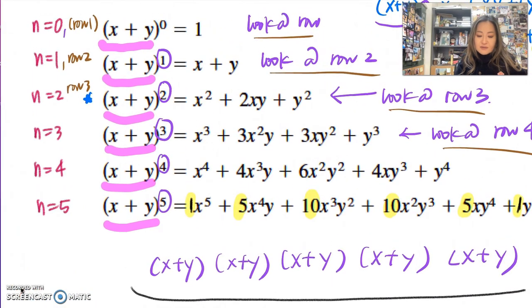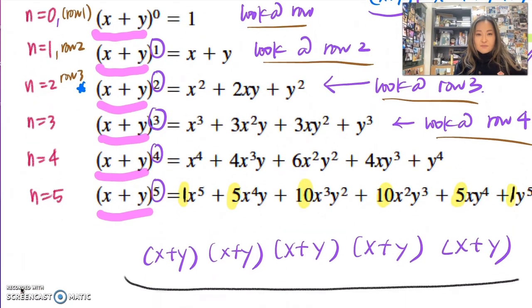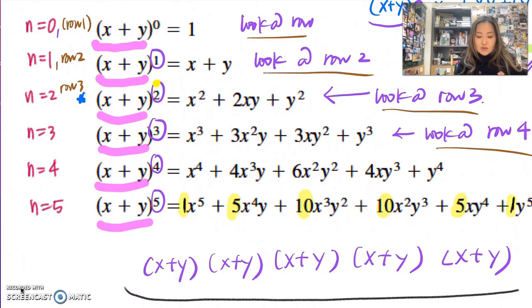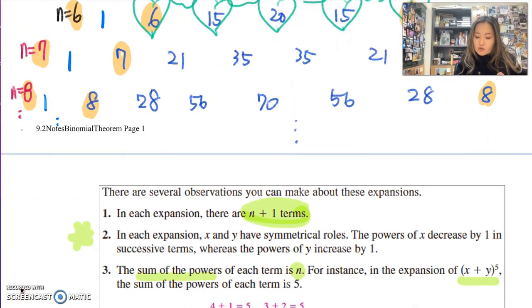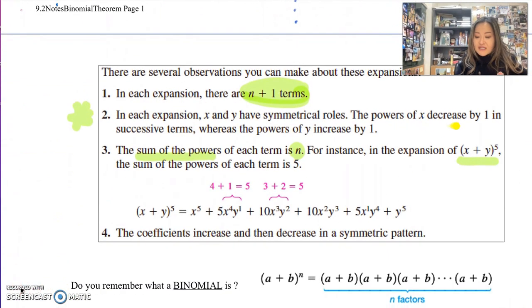You see how this is the expansion? The n equals 0 has 1 term, n plus 1. n equals 1 has 2 terms in the expansion, right? This is n equals 2 here and has 3 terms. And they're talking about the x's and the y's, okay? So let's go back to that. The powers of x decrease by 1, whereas the powers of y increase by 1. So x decreases, so you start with x as the highest, and the y increases by 1. We're going to do an example, so you'll see.